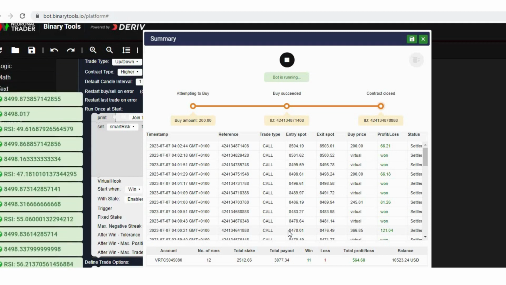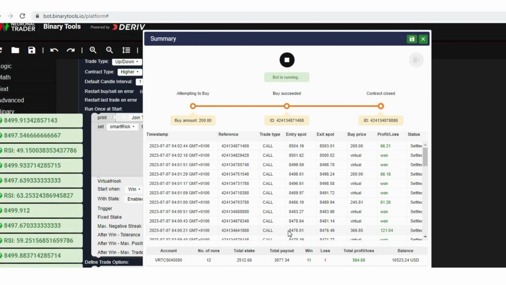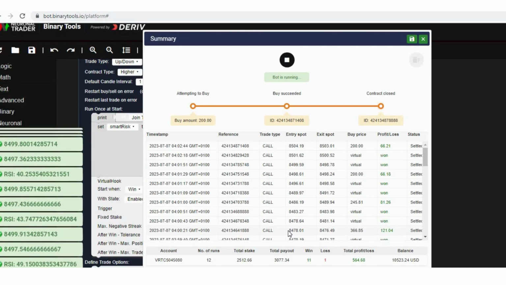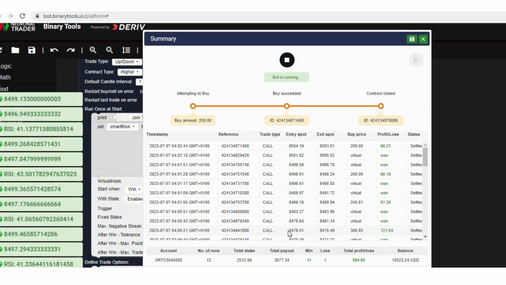All right, so you saw we have 11 wins and 1 loss in this trading session. So it's not always like this. That's why you have to test this strategy first on a demo account. Don't be greedy. Don't just jump into using this strategy on your live account. Those who are greedy are those who always get burnt.